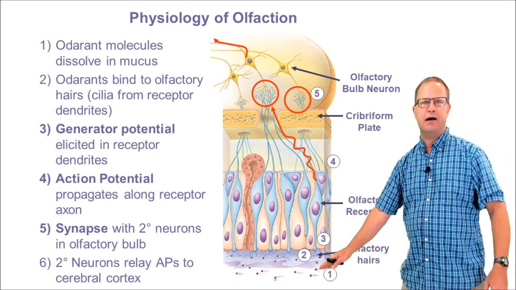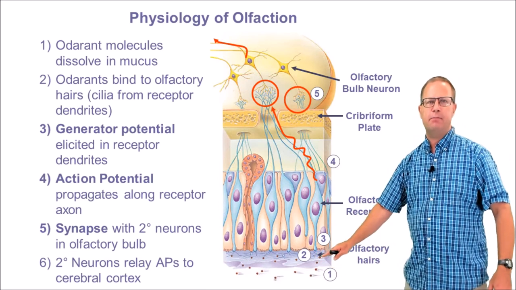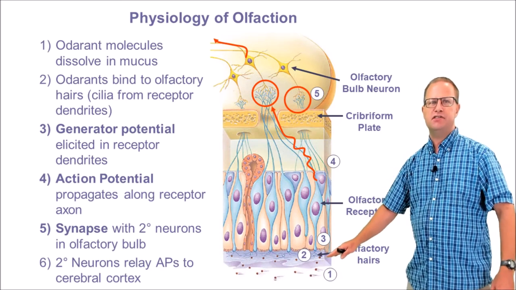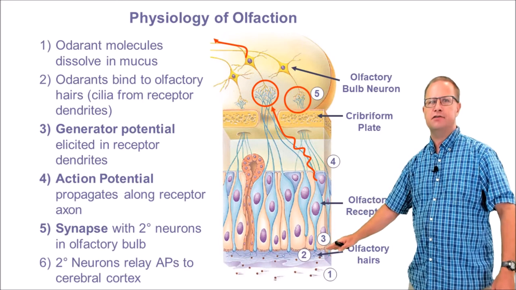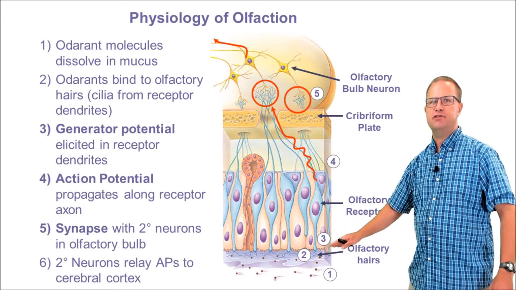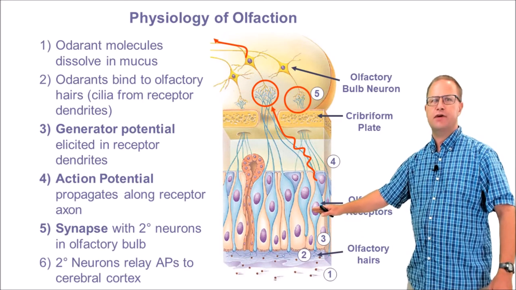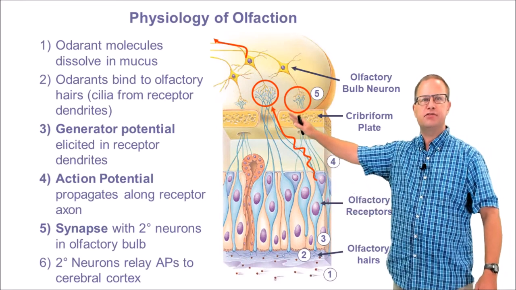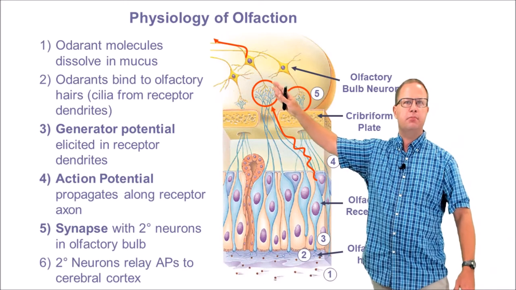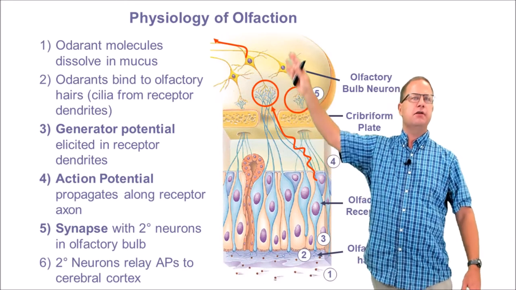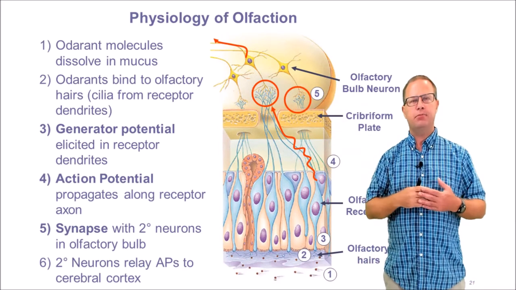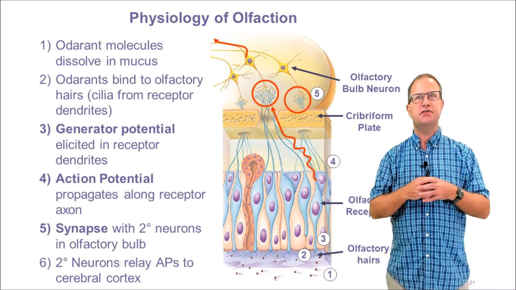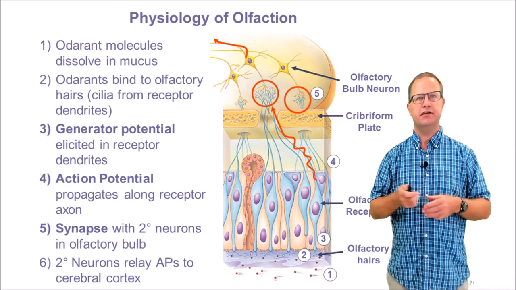Bam, those molecules bind to the epithelium. Before they bind to the epithelium, they're actually going to dissolve in the mucus in here. So the mucus is nice and moist. And then we bind to the olfactory hairs. And the olfactory hairs are on our receptor cells. And the receptor cells will transduce that into a pattern of graded potentials and then eventually action potentials that travel up to our olfactory bulb. The action potentials then are propagated from our olfactory bulb up into our brain, where the brain will interpret that pattern of nerve impulses and say, that smells like cookies.